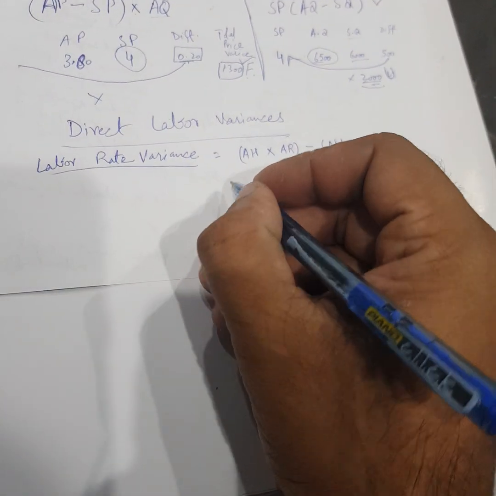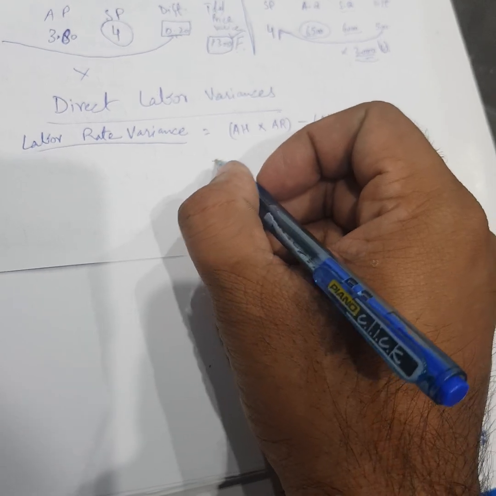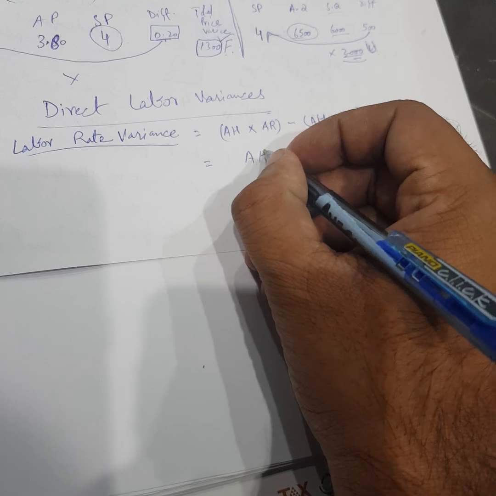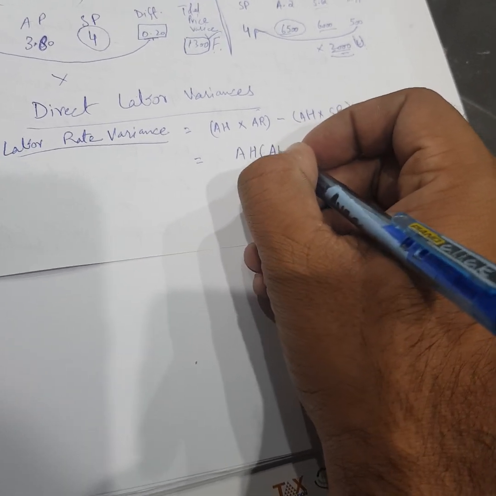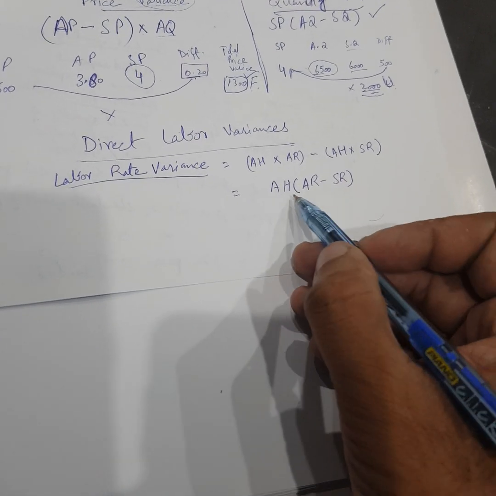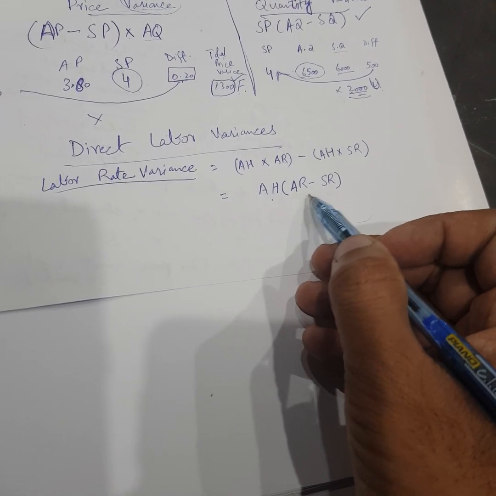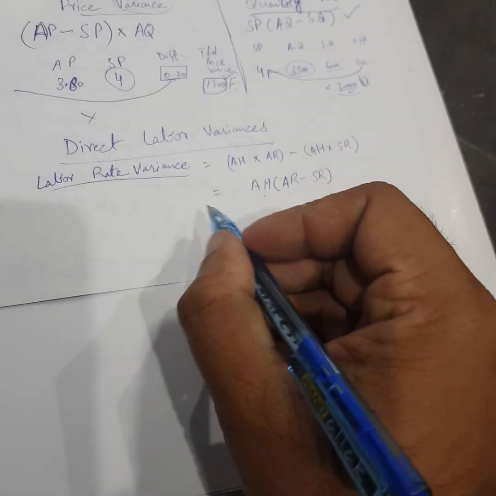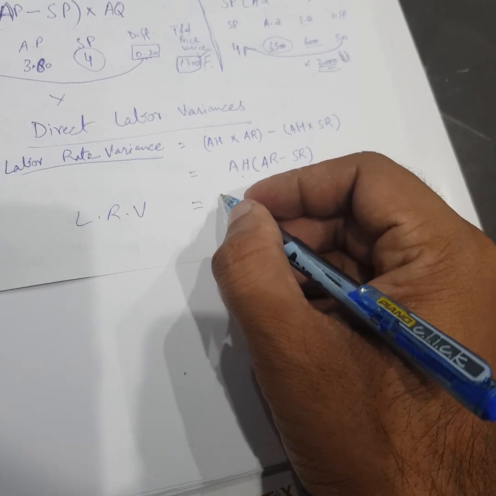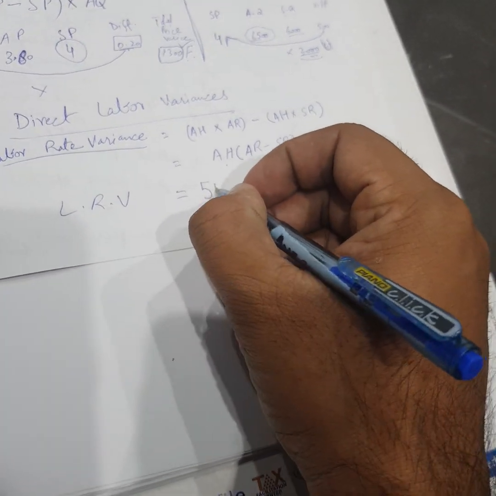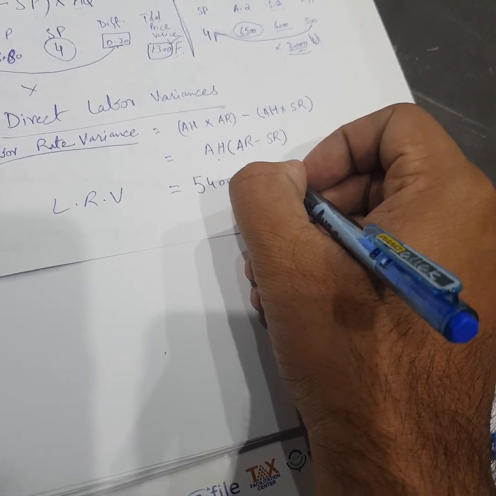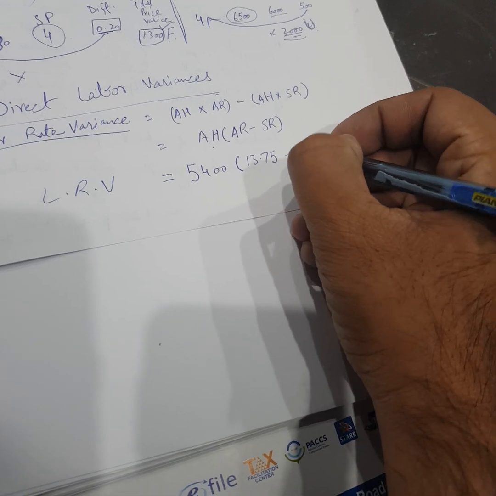If we resolve this equation using algebra, it becomes actual hours into actual rate minus standard rate. To explain the labor rate variance, let's assume that actual hours are 5400 hours, the actual rate is 13.75 and the standard rate is 14.